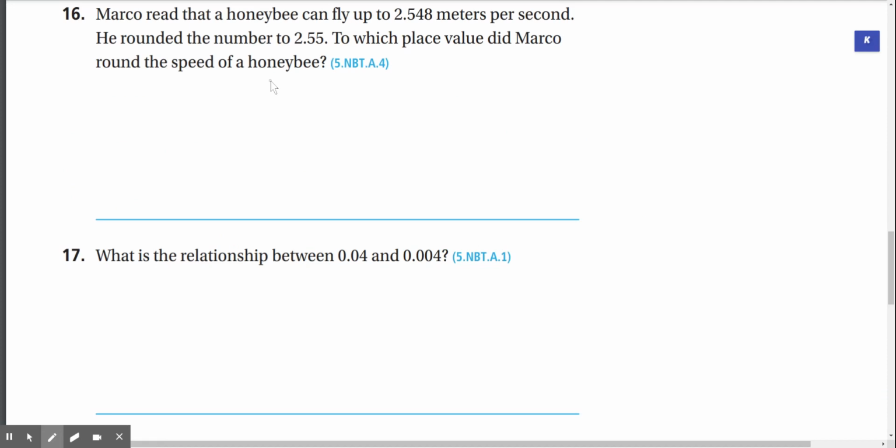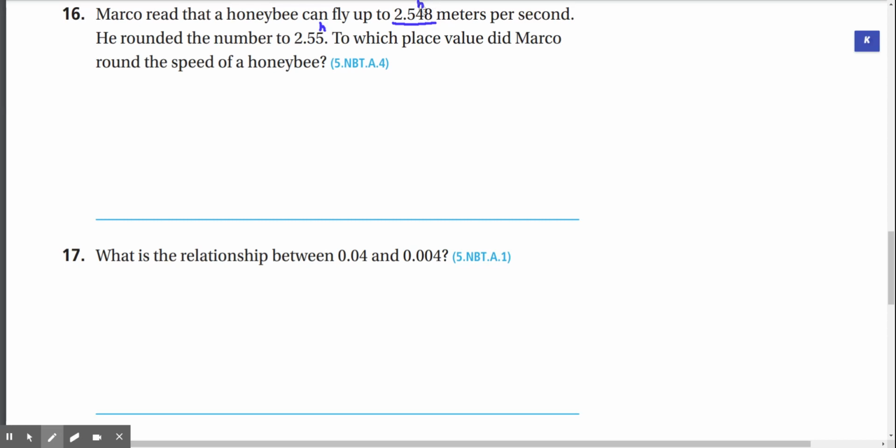Marco read that a honeybee can fly up to 2.548 meters per second. He rounded the number to 2.55. To which place value did Marco round the speed of the honeybee? Well, he rounded up because 2.55 is greater than 2.54. And so we see that this number ends on the hundredths place.